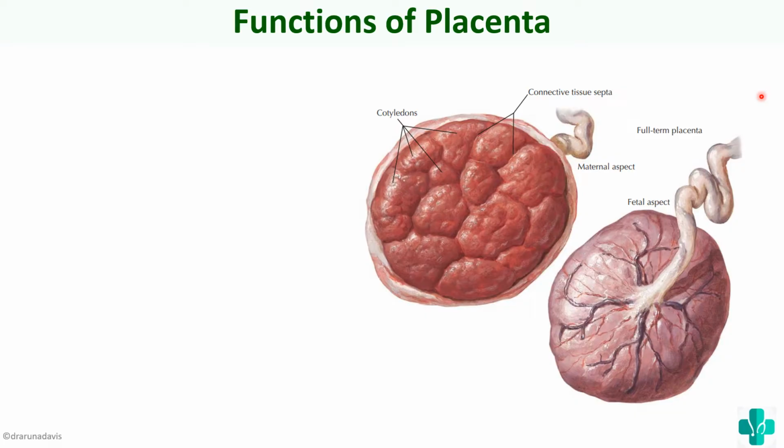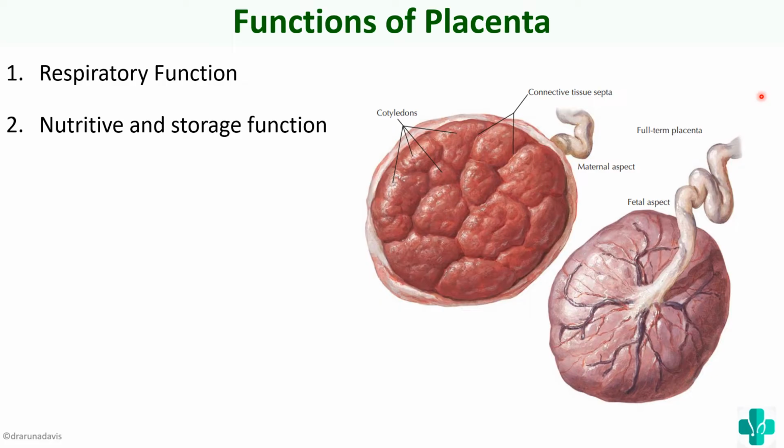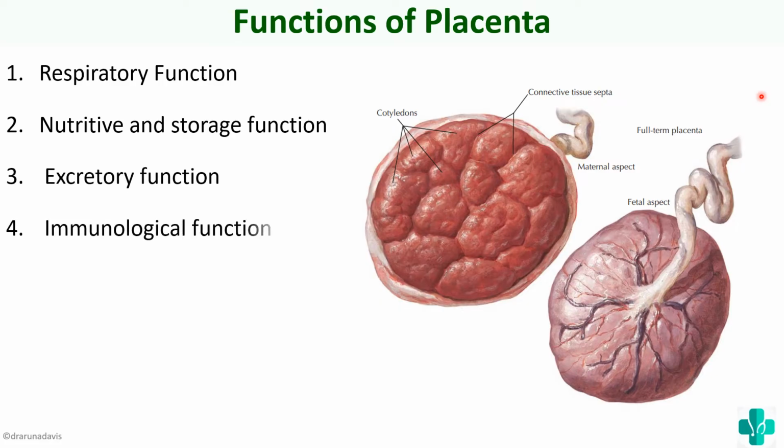So mainly, you know that the main function of the placenta is a respiratory function. It is the placenta which provides oxygen and removes carbon dioxide from the fetus. Then we've got nutritive and storage function, excretory function, immunological function, and endocrine function. So these are the major 5 functions of the placenta. So we'll see each one by one.